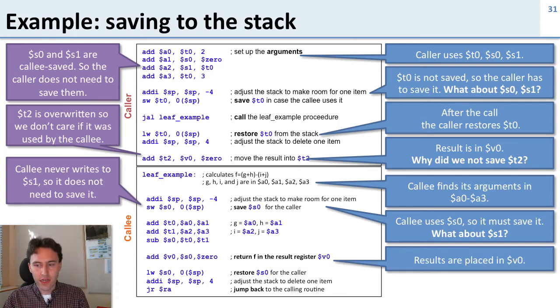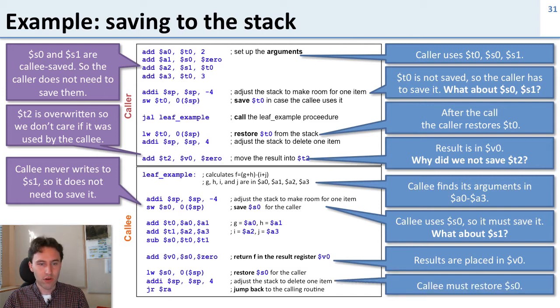When the callee is done, we place the results in V0 because that's the result register we're going to return it into. And then we restore S0 because we might have changed it. So we load it, pop it off of the stack, and move the stack pointer back to where it was before. So this is how this program works. You want to make sure you walk through this carefully so you understand this.